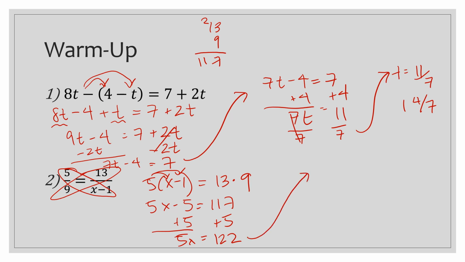Going over here, 5x equals 122. I'm going to divide both sides by 5, and I'm left with x equals 122 over 5, which is really ugly. So I'm just going to leave it like that because it doesn't actually reduce anymore. If you did want to take the time, you could put it as a proper fraction and say that it's 24 and 2/5, but honestly, I would just leave it as 122 over 5 and call it good. Okay, so that's our warm-up.